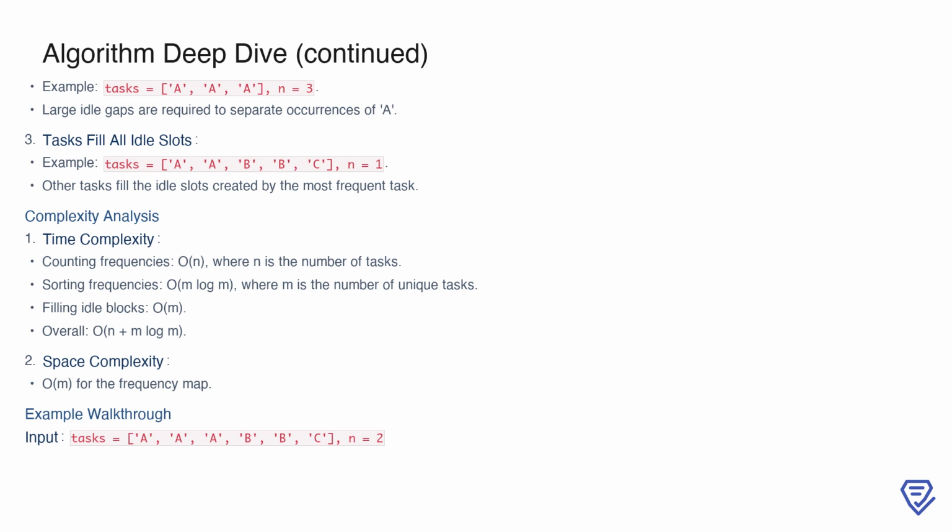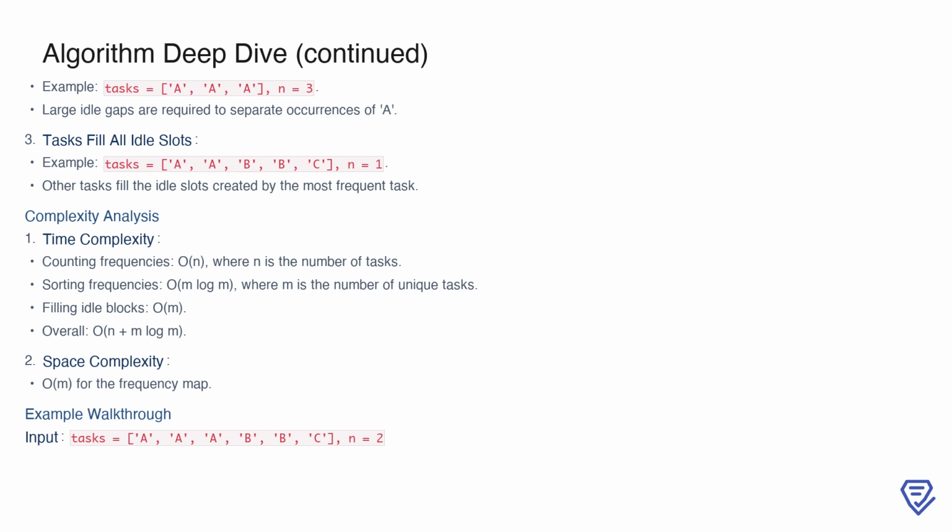In scenarios where other tasks can fill all the idle slots, the scheduling becomes more efficient. For example, with tasks equals a, a, b, c, and n equals 1, the idle slots created by the most frequent task are completely filled by the other tasks, minimizing the total time.